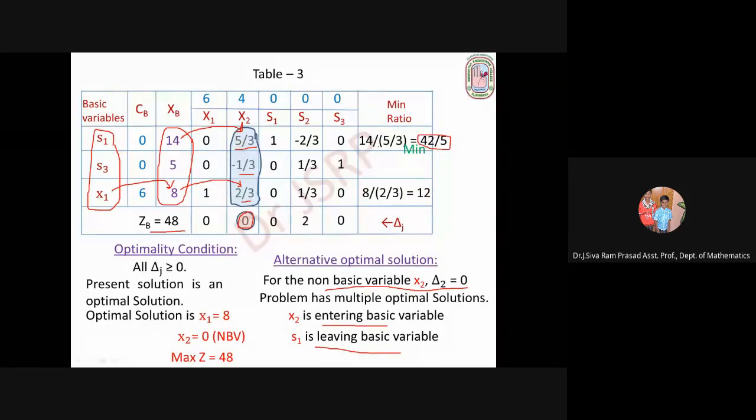The basic variable corresponding to this minimum ratio is the leaving basic variable, that is S1. S1 is the leaving basic variable, so circle the S1 row. So X2 is the entering basic variable and S1 is the leaving basic variable. In the next solution, S1 is replaced by X2. The other two variables, S3 and X1, remain the same. Right, next, table 4.